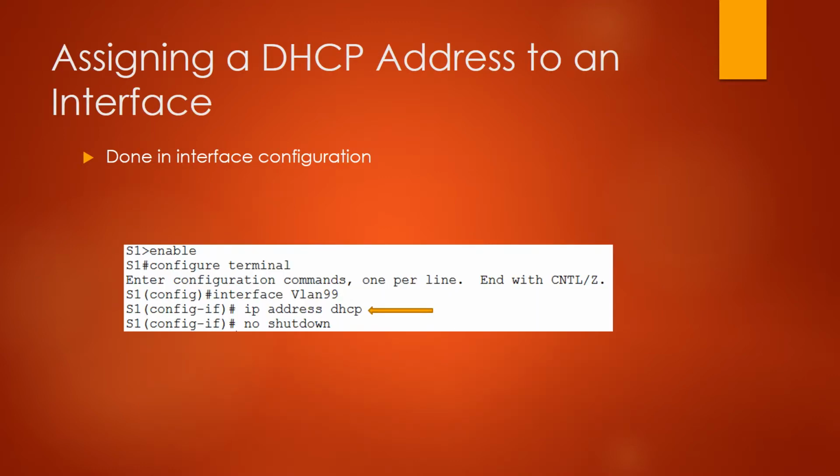So now that you have your pool set up, you can assign a DHCP address to your interfaces, and I told you DHCP was easy. All you have to do is ip address dhcp in whatever interface you want to have a dynamic IP address on.